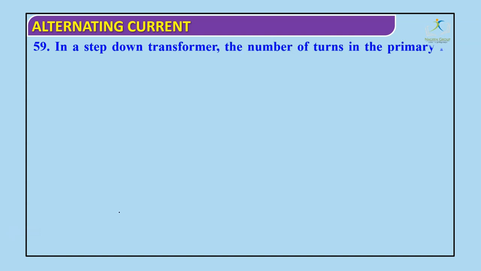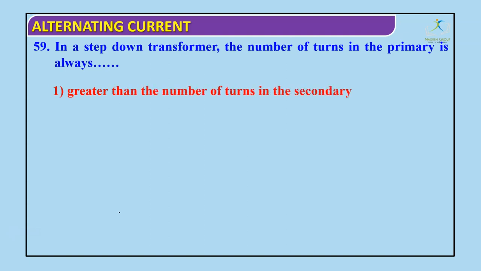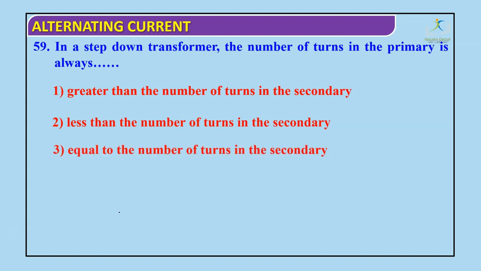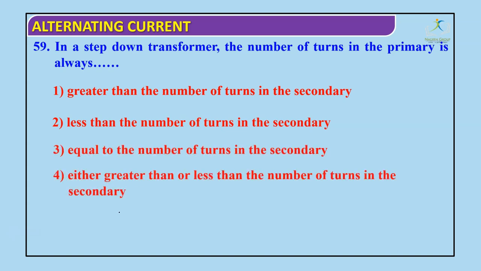In the step-down transformer, the number of turns in the primary is greater than the number of turns in the secondary, less than, equal to, or either greater or less than the number of turns in the secondary. The correct answer for this question is, as I told you earlier, step up means the first number of turns is less and the secondary is high, and step down, the first number of turns will be high and the second number of turns will be less. So the correct answer for this question is greater than the number of turns in the secondary.